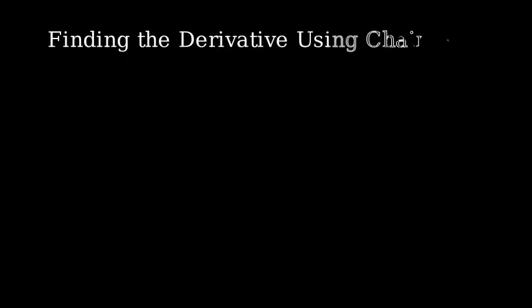Welcome. Today we'll find the derivative of a complex trigonometric function using the chain rule. Our function is y equals sine of x. Let's break this down step by step using the chain rule.